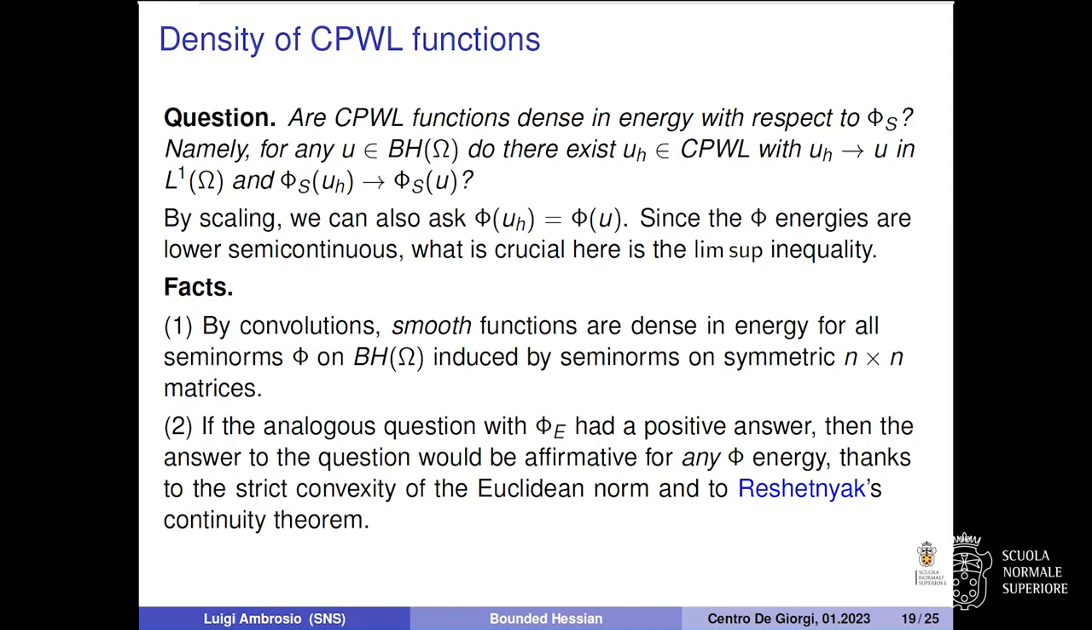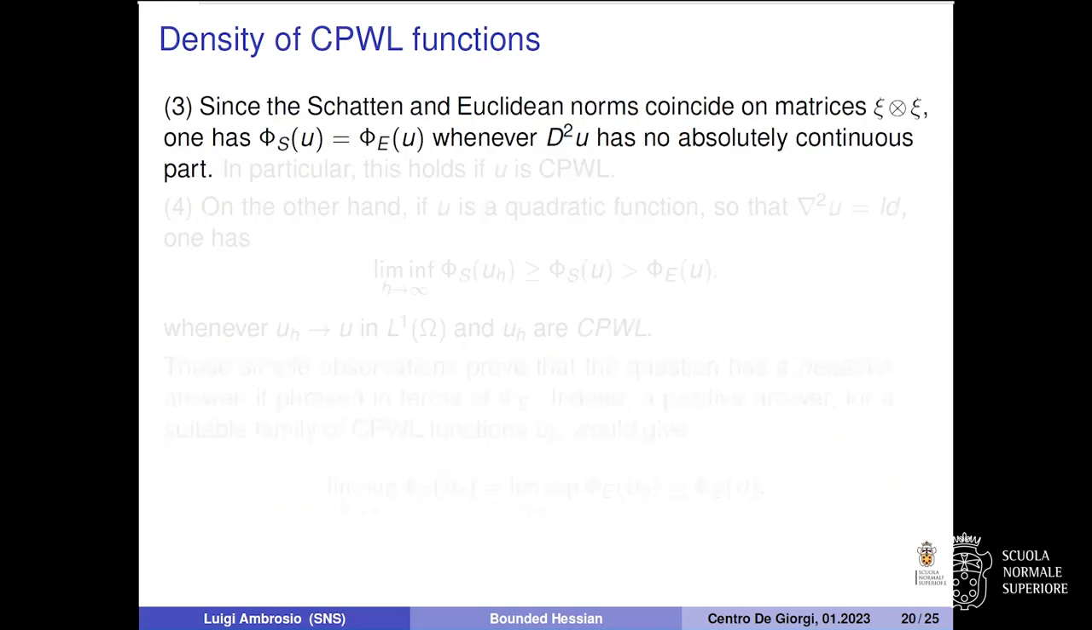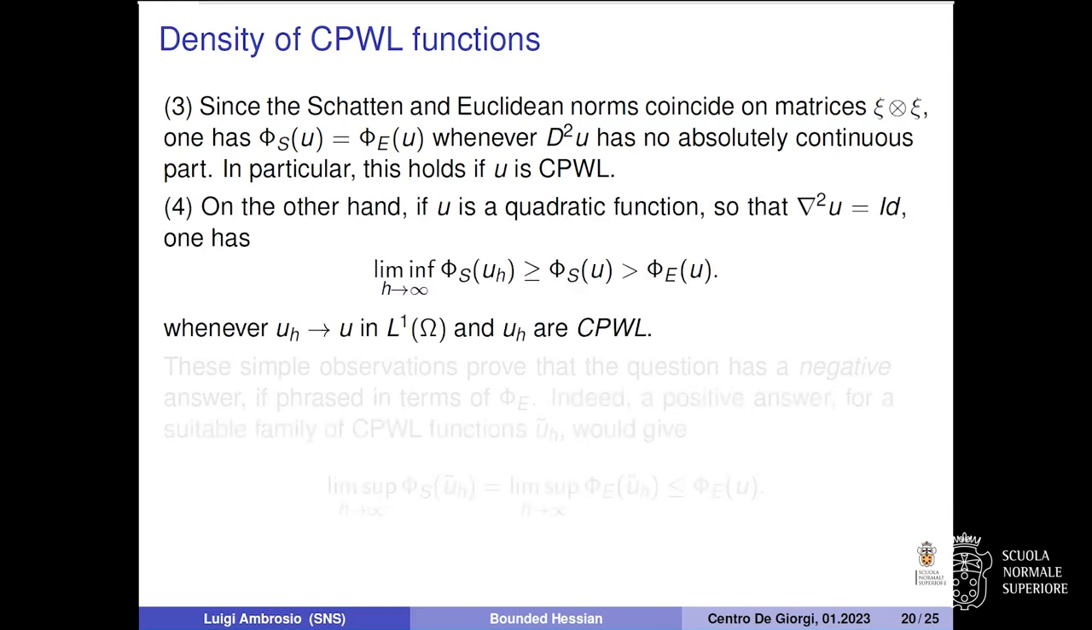And again, this justifies the naturality of the Schatten norm in this setting. So why is it false? Well, the idea is that the Schatten and the Euclidean norm coincide on rank one matrices. And so whenever the second derivative has no absolutely continuous part, for instance, for the piecewise linear functions, then the two energies coincide. On the other hand, they do not coincide on a function which has an absolutely continuous part in the derivative, like a quadratic function.